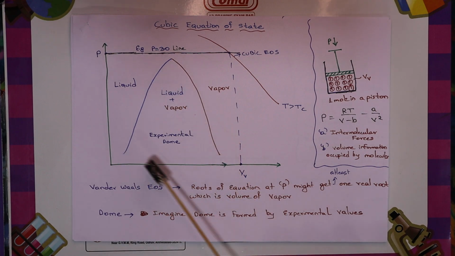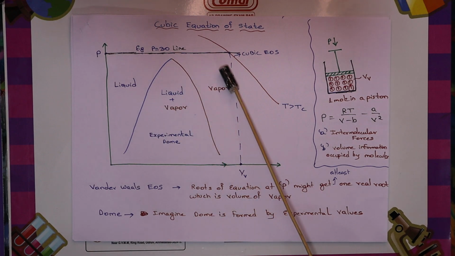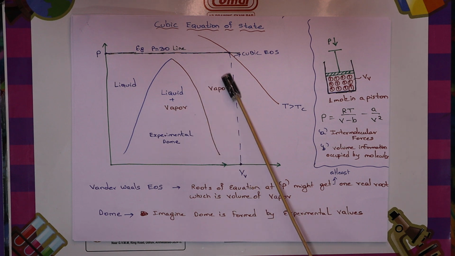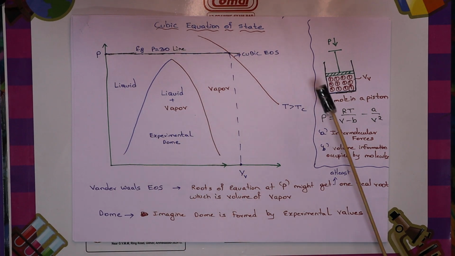Imagine a dome. This is an experiment. Imagine that this is an experimental dome you have. So for simplicity, any line outside the dome, to the right of the red line, is vapor, and to the left of the blue line is liquid. This is what the cubic equations of state show.